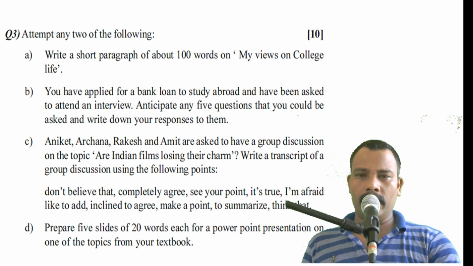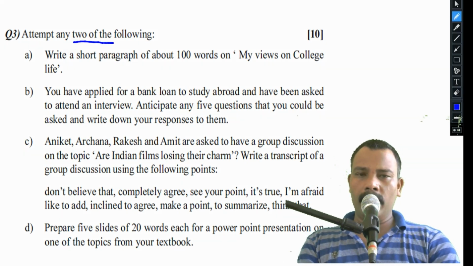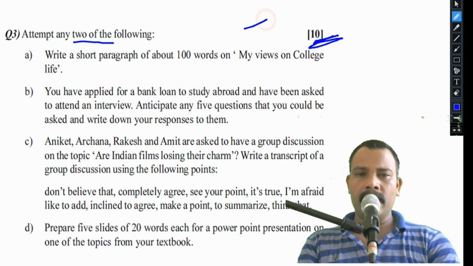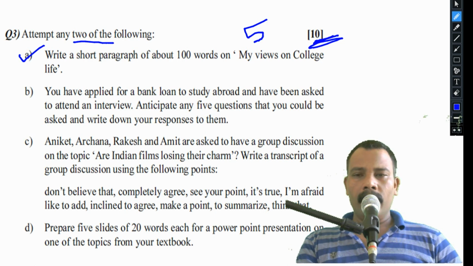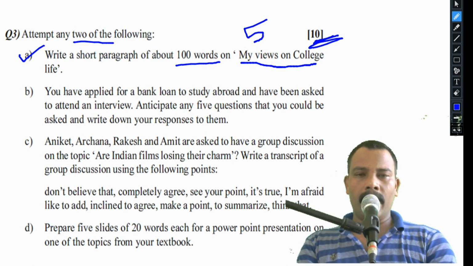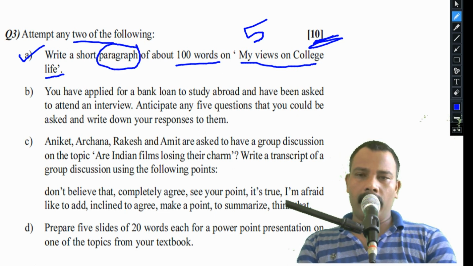Now let us go to question number 3. Attempt any two of the following. It carries 10 marks, which means each question carries 5 marks. Question number 3A: write a short paragraph of about 100 words on my views on college life. This is related to paragraph writing.